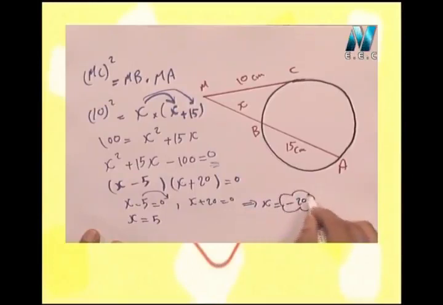Yes, excellent. This number is refused because we deal with length. When we deal with length, there is no negative. So X equals 5, and MB equals 5.